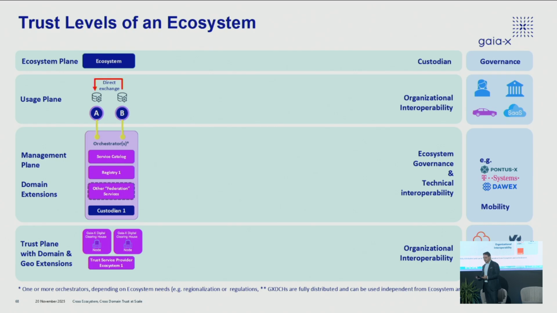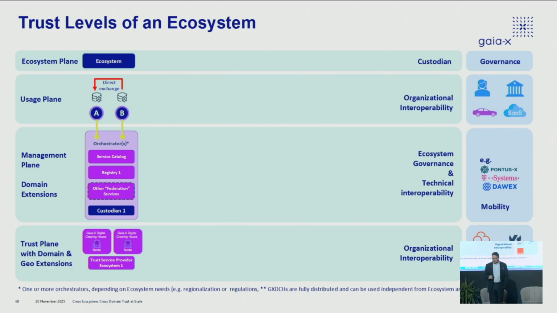And then at the lowest level, you have the trust plane with domain and geo extensions, where you have multiple clearinghouses working together in the distributed ledger format. It's a truly federated system. And on the very right side, you can see some of the organizations we have that are actually doing this today. So you have Ponto6, T-Systems, Gaia-X as orchestrators. You have CISPE, OVH, Orange, and many others that are running clearinghouse services.